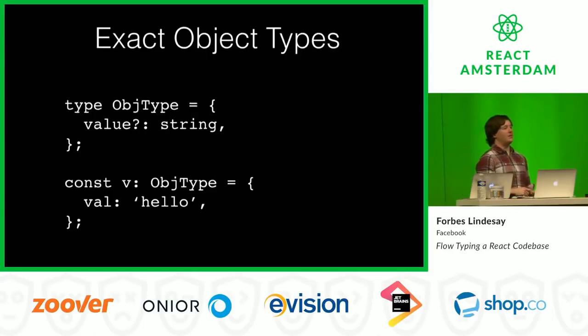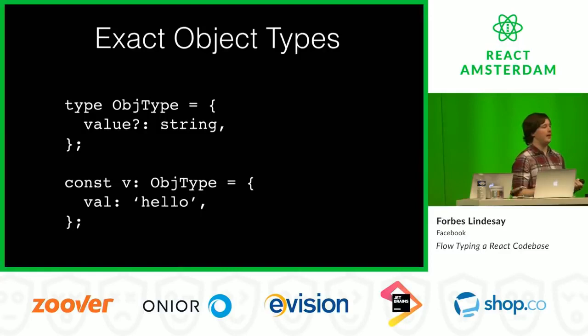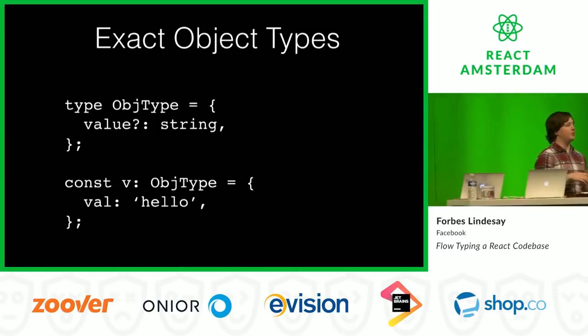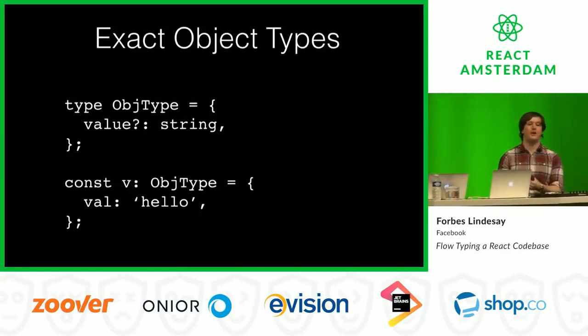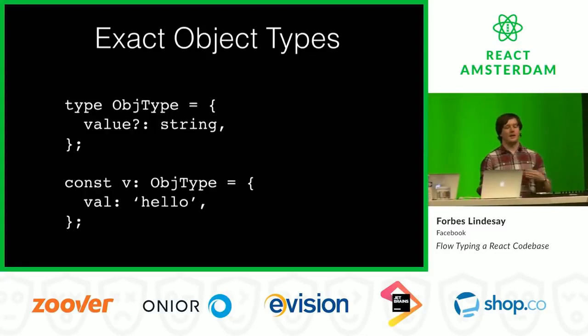Exact object types are a new and very useful feature that catch a really common kind of mistake. In this example, I've declared a type that is an object that has a property value that's optional. The question mark after the word value means that property is optional. We don't have to provide it, but if we provide a value, it has to be of type string.